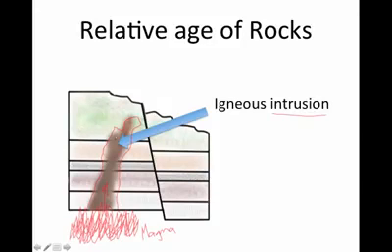rock. So even though it's down here by this old layer, remember the law of superposition says that in horizontal layers of sedimentary rock, the further down it is in the layers, the older it is. Up here it's newer. Even though this igneous is down here, that doesn't apply because remember the law of superposition is just for sedimentary layers.